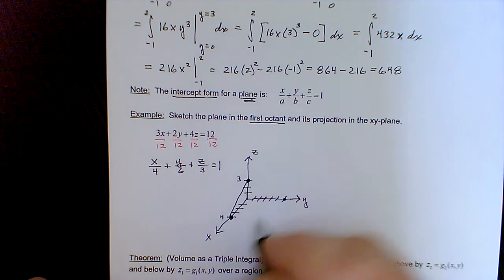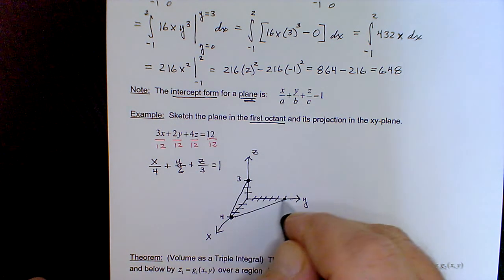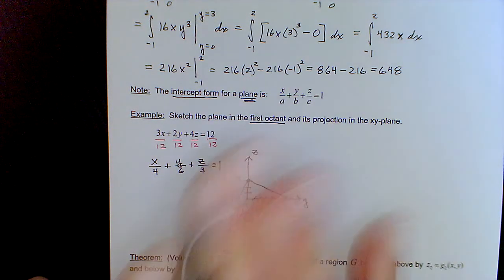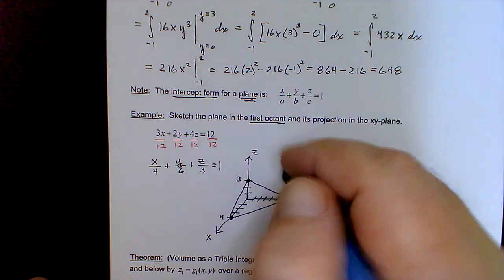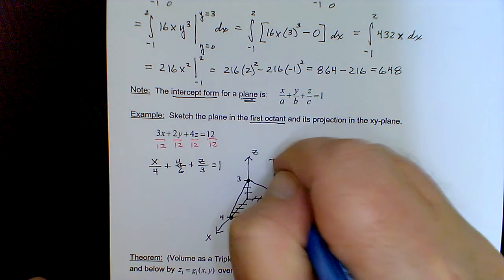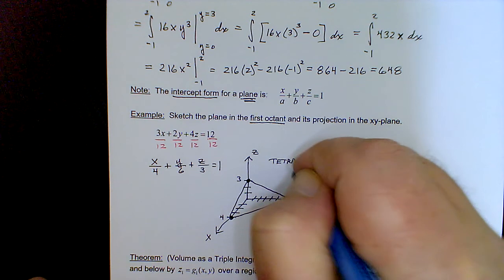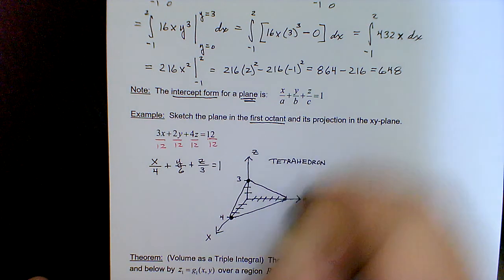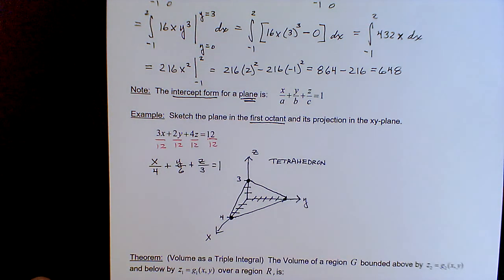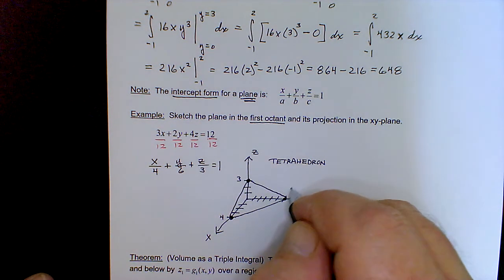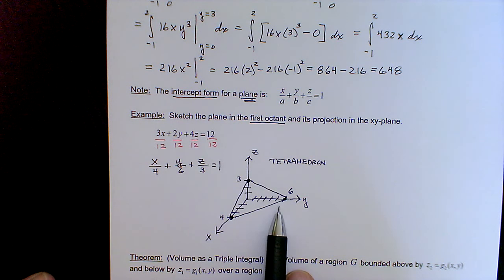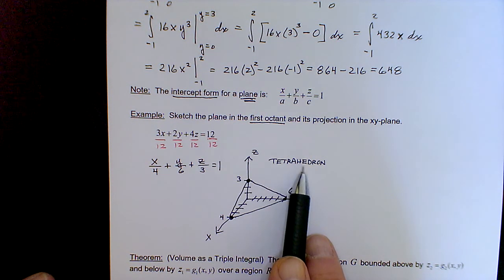And then the plane, basically, if you're just drawing it in the first quadrant, you just connect those points like you would a triangle, but you can see it's slicing in that direction. And this is what we typically refer to as a tetrahedron, when we draw that portion of the plane in the first quadrant. Let me label this as 6. So that's the sketch of the plane in the first octant, and again it's referred to as a tetrahedron.